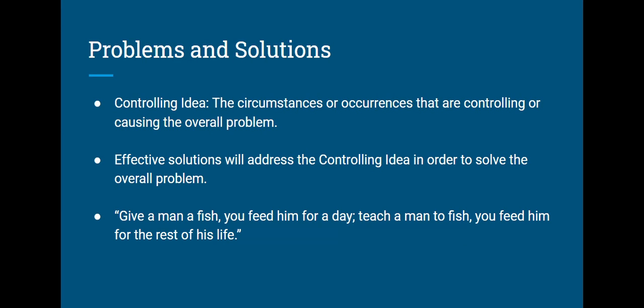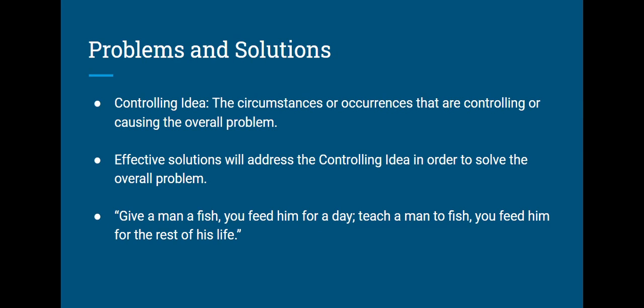Now, when you think about problems and solutions, you really want to think about the root of the problem. And is this solution going to solve that root, or is it just going to solve the symptoms, right? When you think about someone getting sick, treating the symptoms is one thing, but treating the actual cause of the illness is another.